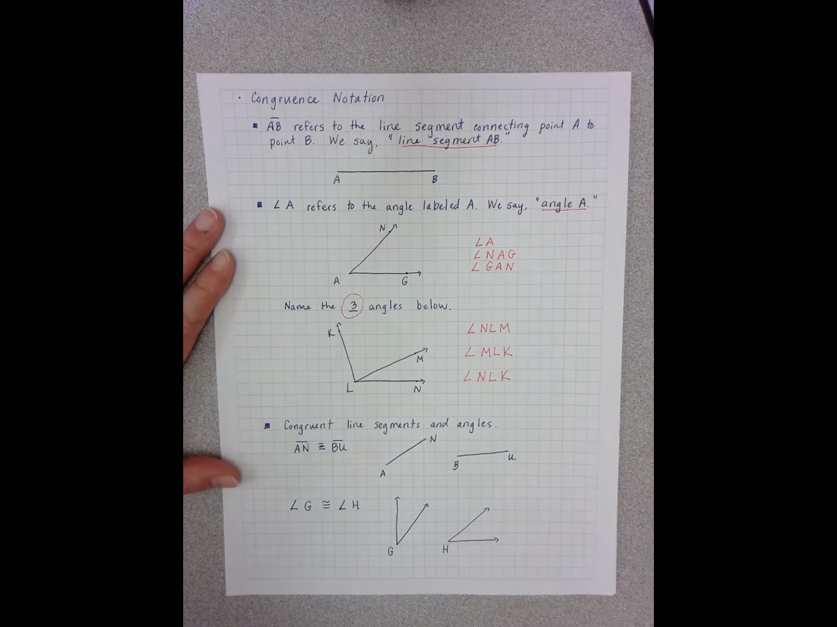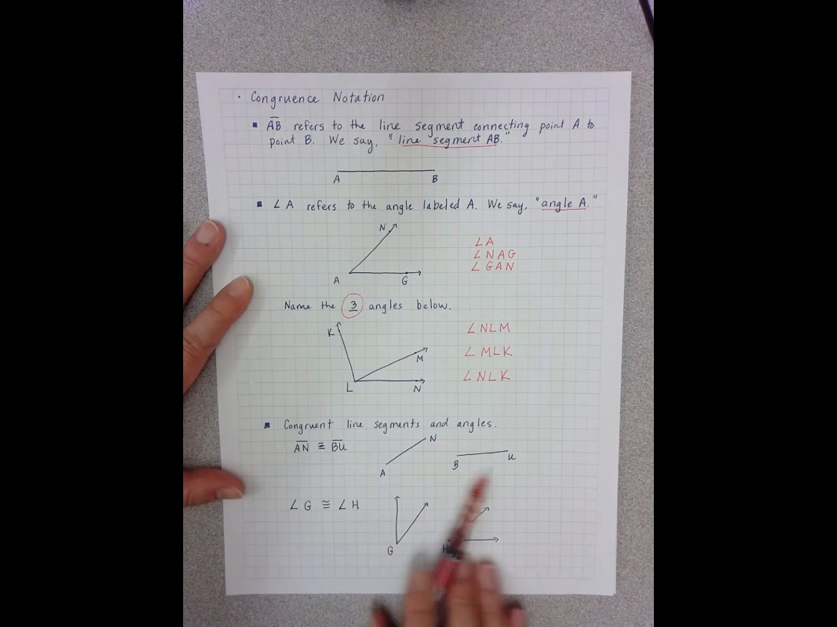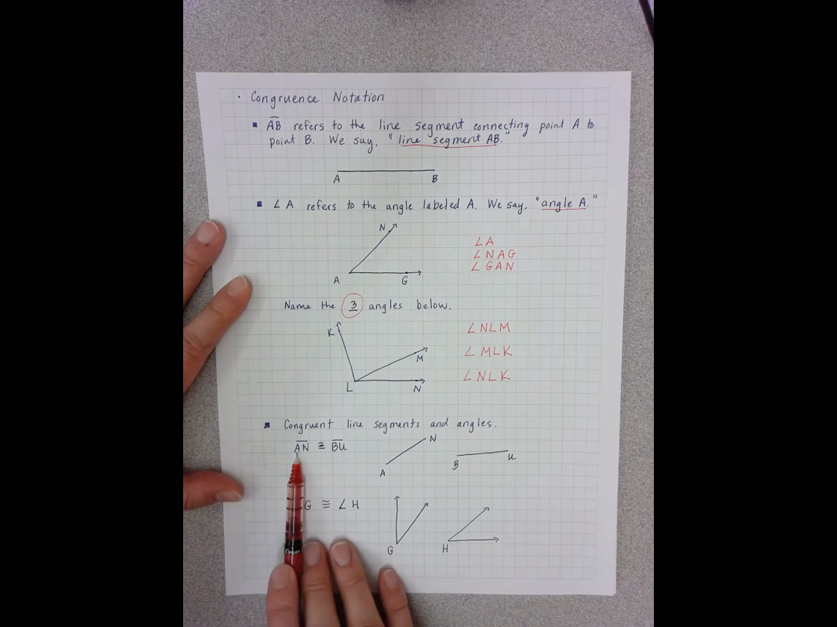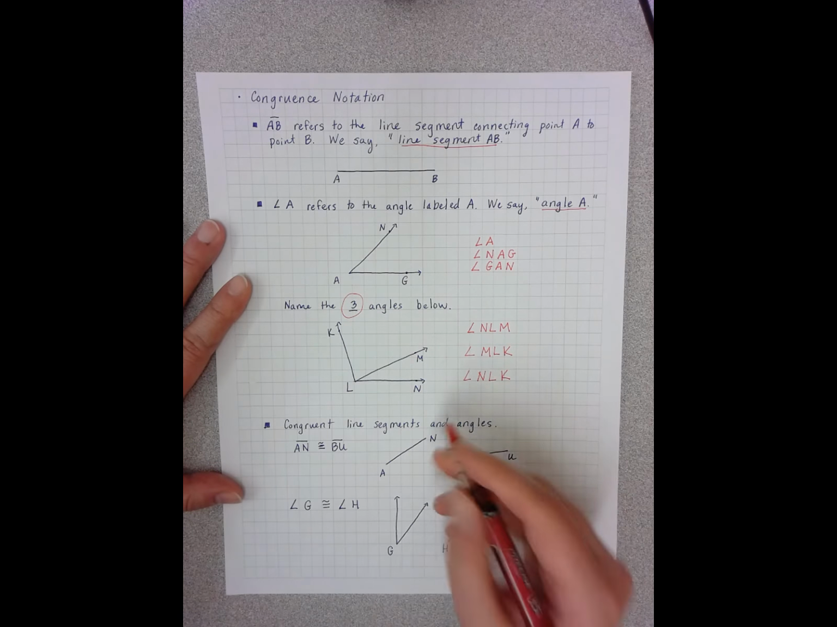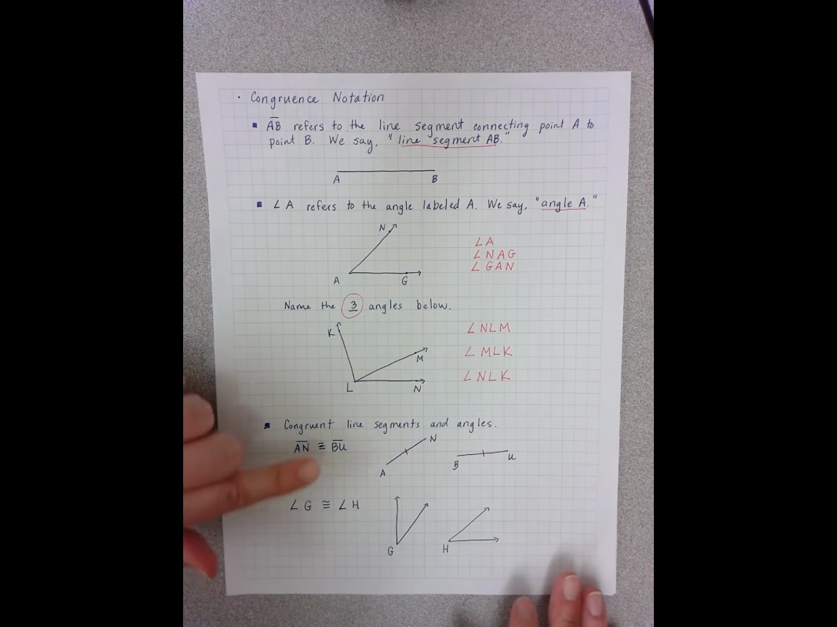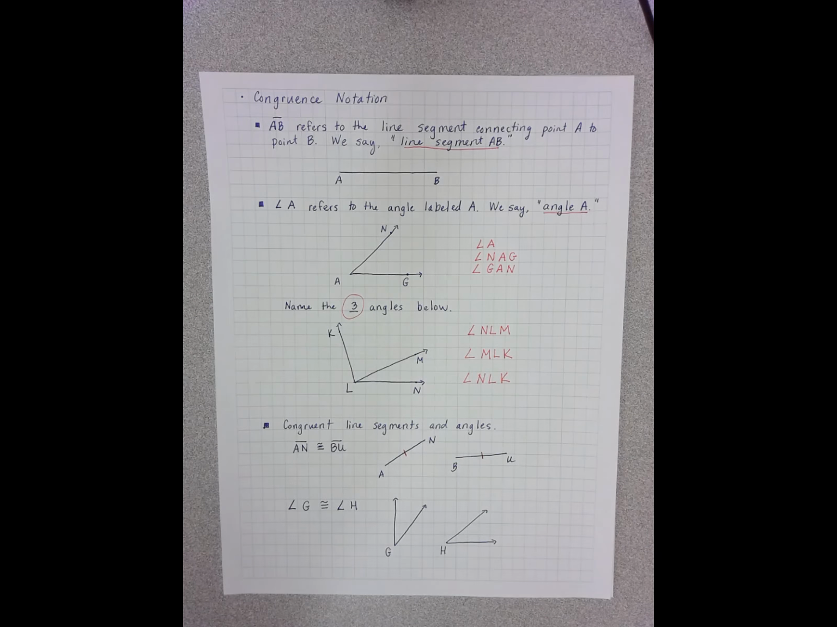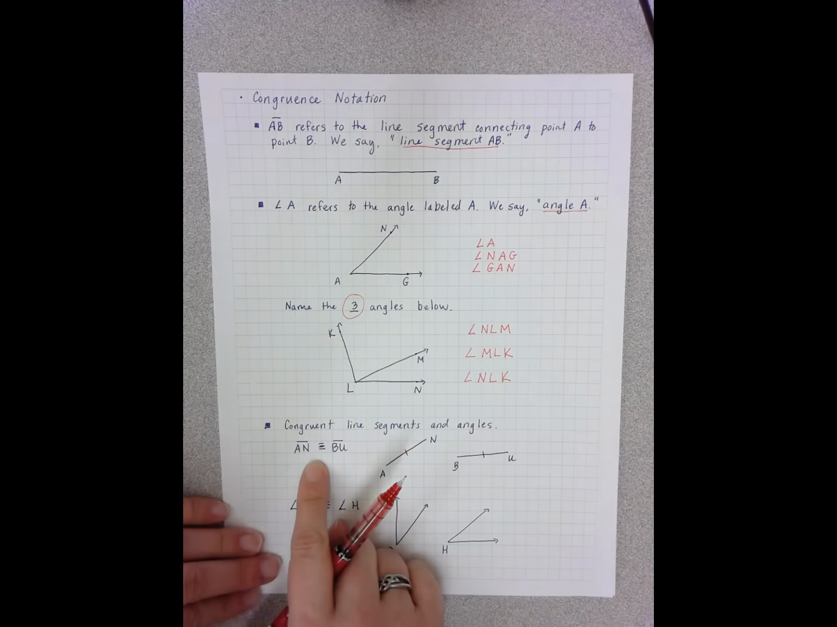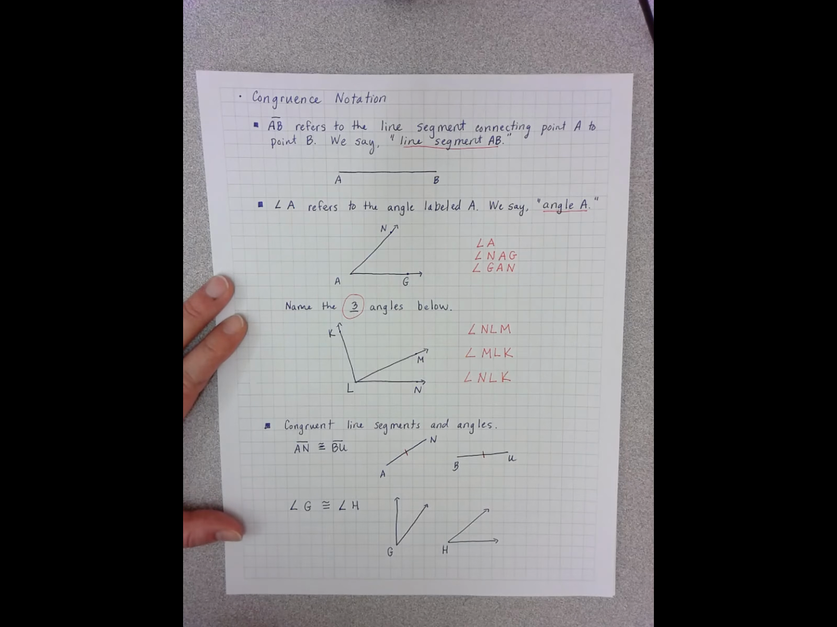Lastly, we've been using these marks already, but I want to make it very explicit. When we talk about congruent line segments and angles, we mark them on our drawings. So either I tell you by using the symbols, segment AN is congruent to segment BU, or I could give you a picture in which I mark that they are congruent. If I gave you just the picture without the marks, you couldn't tell me anything. If I gave you the picture with the marks, you could write this statement. If I gave you this statement without the picture, you could create the picture.